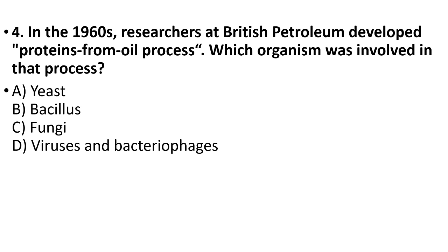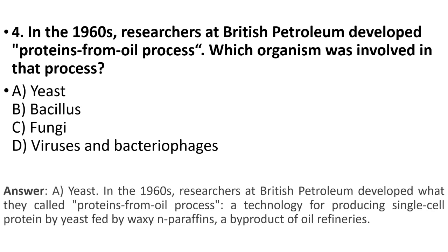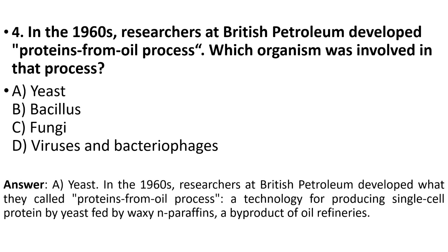Fourth question, in the 1960s, researchers at British Petroleum developed proteins from oil process. Which organism was involved in that process? Yeast, bacillus, fungi, viruses and bacteriophages. Here answer is option A, yeast. In the 1960s, researchers at British Petroleum developed what they called proteins from oil process, a technology for producing single cell proteins by yeast fed by waxy paraffins, a byproduct of oil refineries.